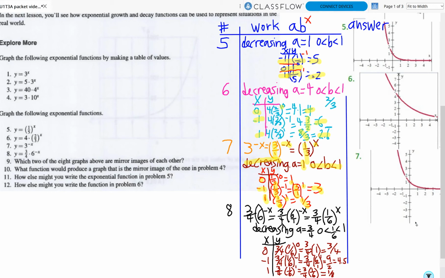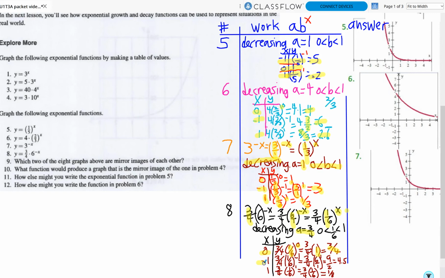Last, I have 3/4 times 6 to the negative x. So I'm going to rearrange it to make it easier to work with. 3/4 is my a value. And 6 is the same as 6 over 1 to the negative power. That tells me to flip 6 over 1 to be 1/6. And now the exponent is positive. So picking my points, the y-intercept when 0 goes into my equation, 1/6 to the 0 power is 1, so my y-intercept is 3 over 4, or 0.75.